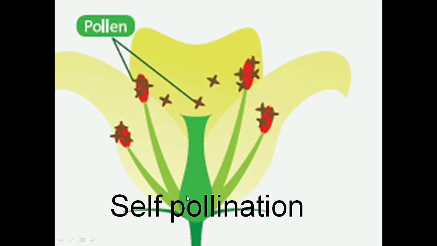Let us see what is self-pollination. This is the red color anther lobe. It produces pollen grains. The pollen grain of the anther falls on the stigma of the same flower. This is called self-pollination. Transfer of pollen grain from anther to stigma of the same flower is called self-pollination.